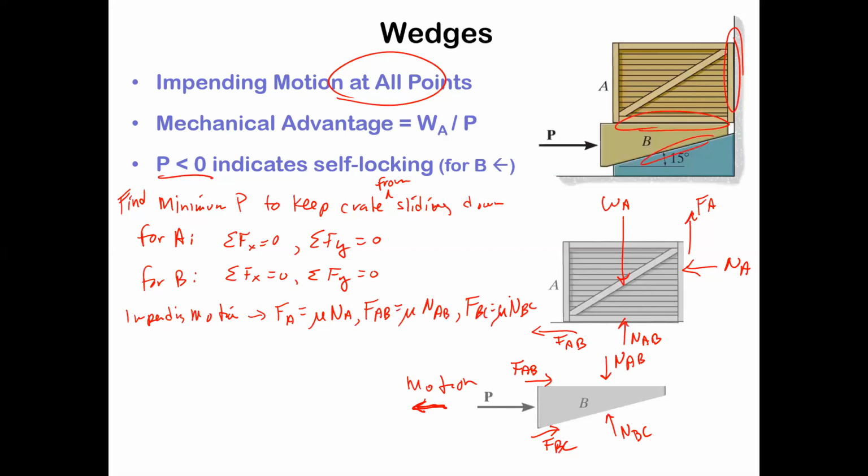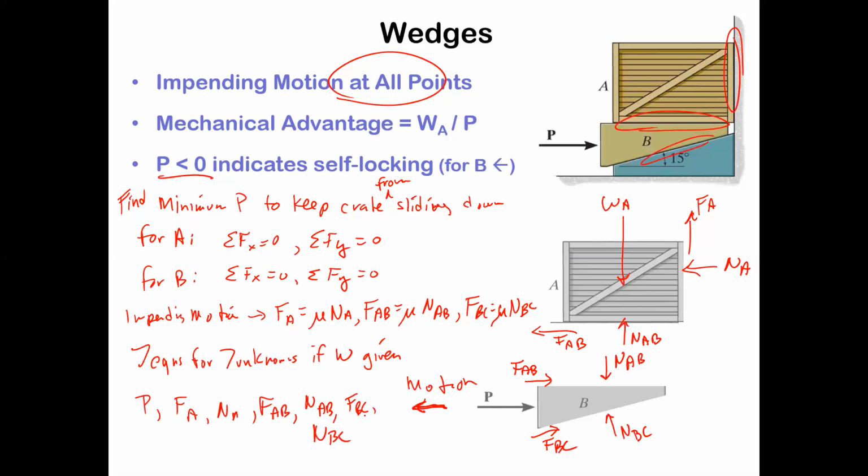And that's 7 equations and 7 unknowns, as long as we're given W. So the unknowns are P, FA, NA, FAB, NAB, FBC, and NBC, all those 7 unknowns.